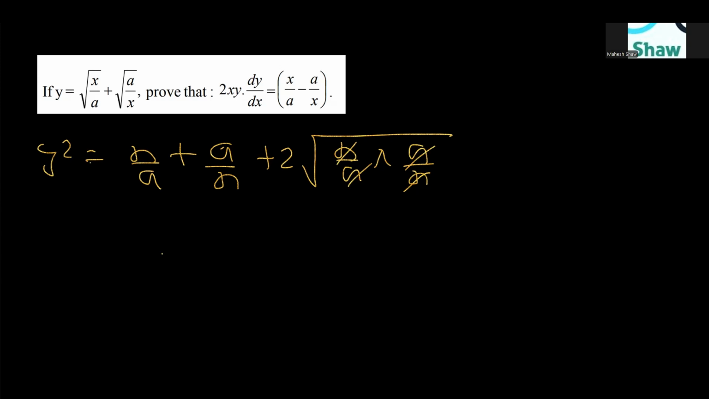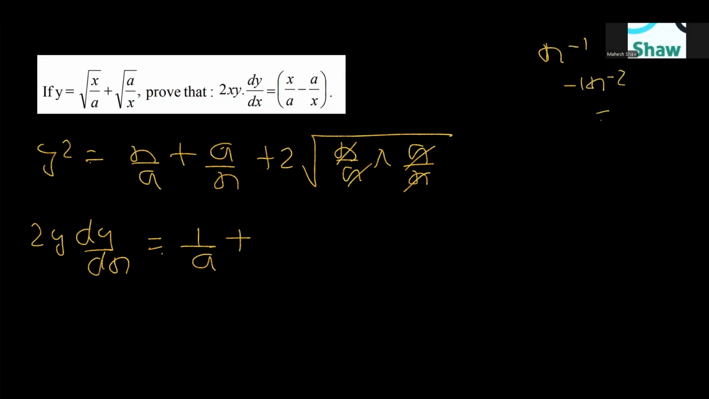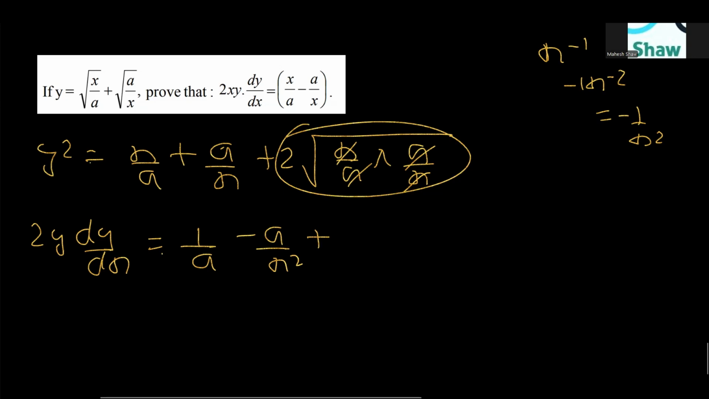Even this gets cancelled. Now if I find differentiation of this, so y square differentiation is 2y and then dy by dx. Differentiation of this is what? X differentiation is 1, so it's 1 by a, and the differentiation of 1 by x you should know. Actually 1 by x is like this, so minus 1 x raised to the power minus 2, it's minus 1 over x square. So we can directly write this as minus 1 over x square, but a is there, so it should be like this. And differentiation of this is constant. This is a constant, right? So its differentiation is 0.